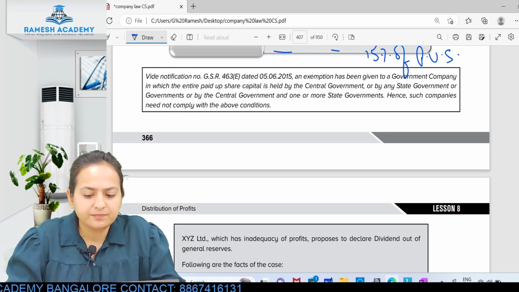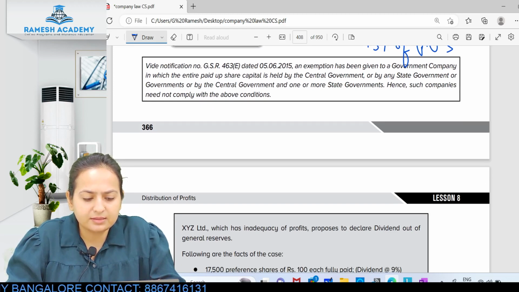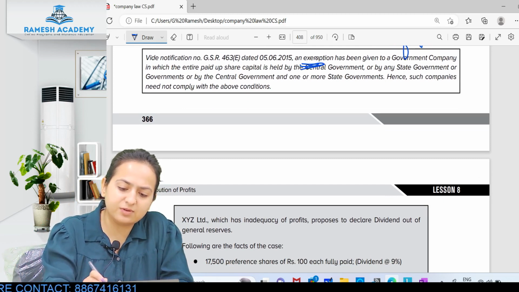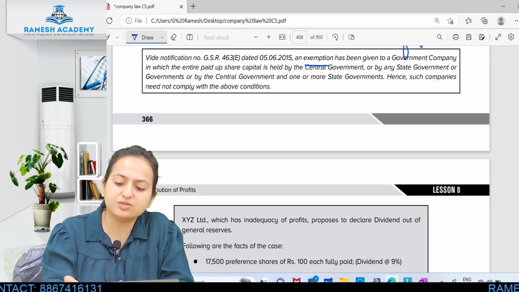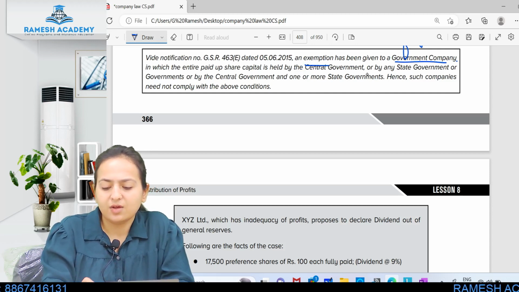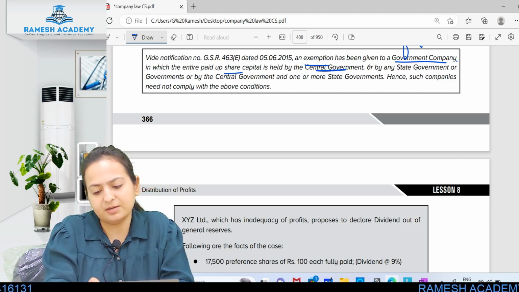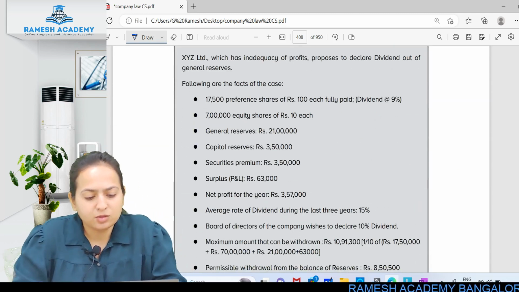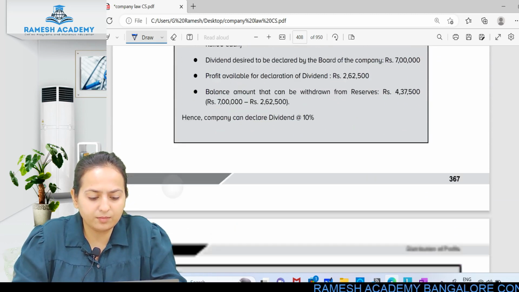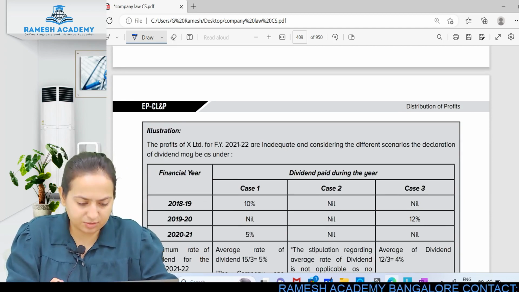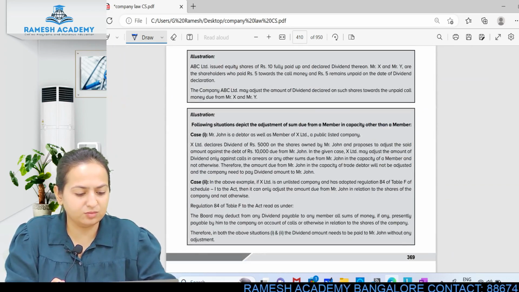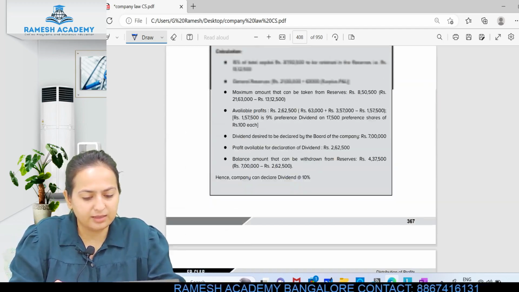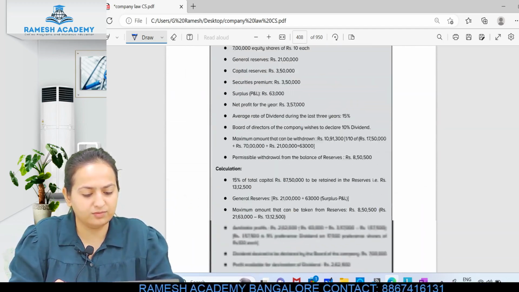Then an exemption is given that these companies will not comply with these conditions. Which companies? Government companies where the entire share capital is held by the Central Government, State Governments, or both. So one of the good illustrations, in fact 3 illustrations are there. Let us quickly solve these.